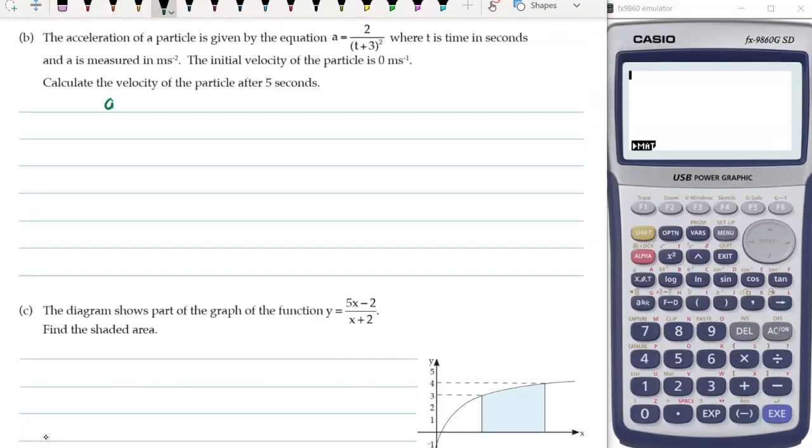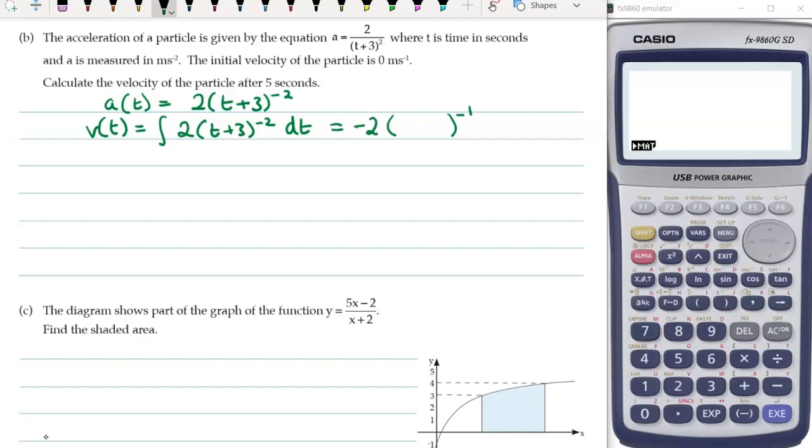For part B, we are given a function for acceleration. I'm going to write it in line like this, because to get the velocity from that we need to integrate. So we are integrating this function here with respect to t. So we raise the power by 1, divide by the new power, will make it a minus 2 at the front where we had a 2 before, and we would divide through by the derivative of the inside there, but that's just a 1, so it doesn't change anything here, and then we have a plus c.